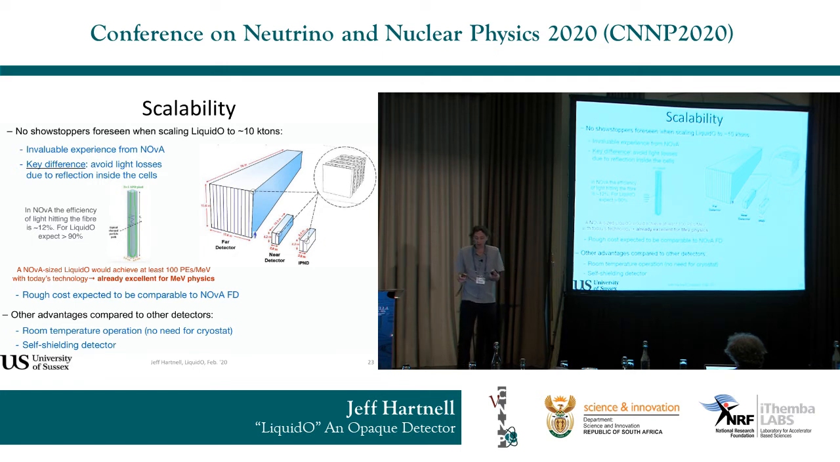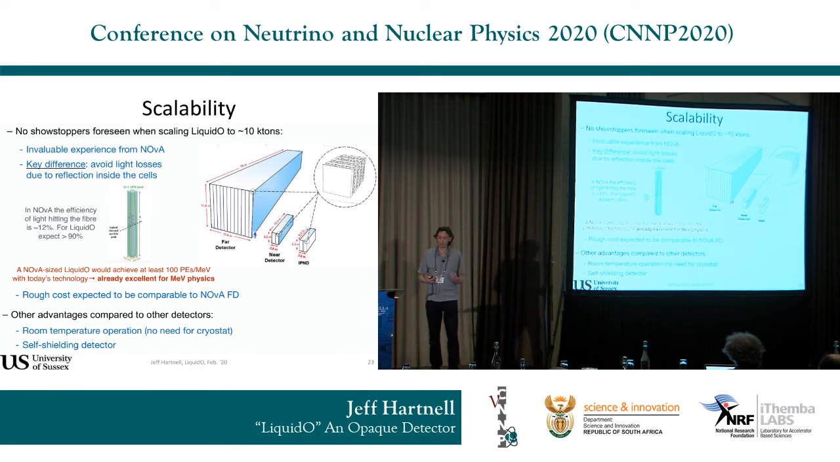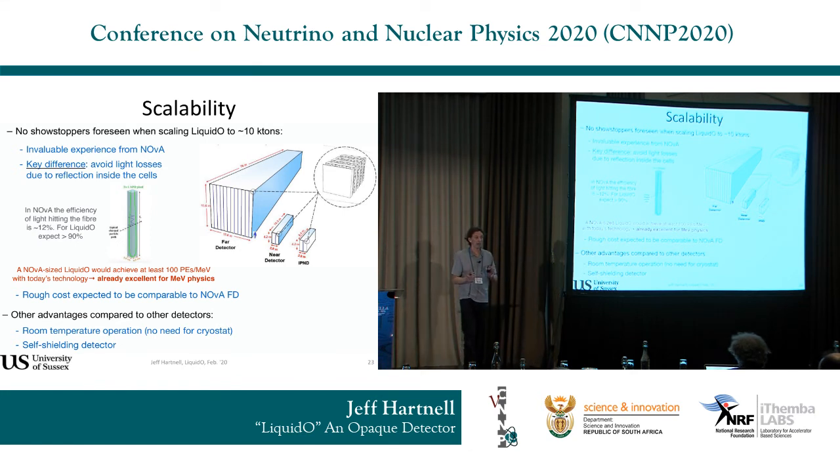But from our simulations with LiquidO, simulating a few millimeter scattering length, we think that it could be much higher in an opaque scintillator. The rough cost is expected to be sort of comparable to this detector, which cost about $120 million. Some advantages with respect to liquid argon TPCs are that you could operate this detector at room temperature. You don't need the cryostat, which costs about $70 million per module. And the scintillator, you know, has other advantages. It's good at self-shielding and things like that, against neutrons particularly.